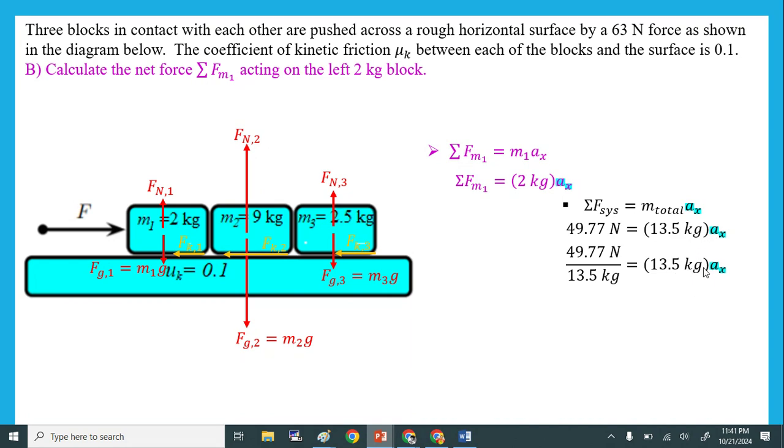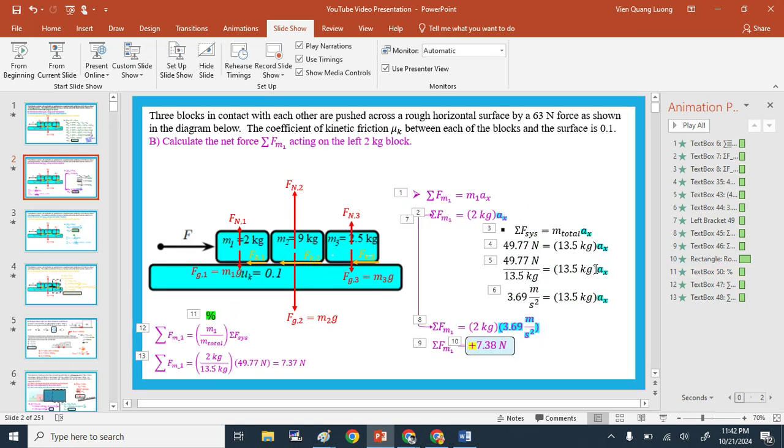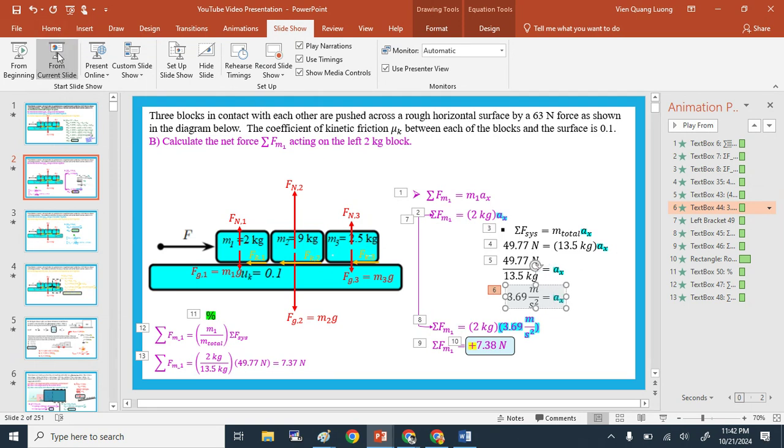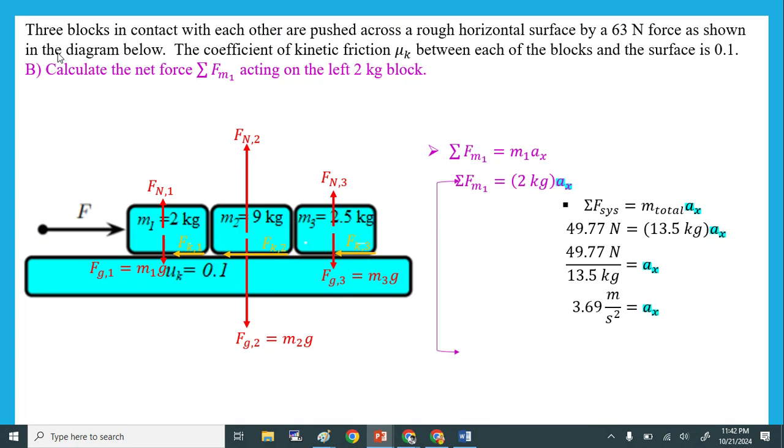Hold on, excuse me, let me just do this properly. Since I divided that, I totally forgot to delete those values, okay? Alright, so if you do that correctly, the acceleration should come out to be 3.69 meters per second squared. And once you do that, you can just substitute in for a_x.